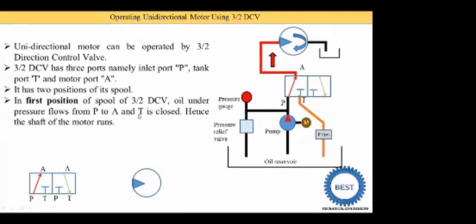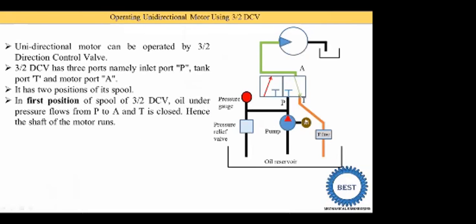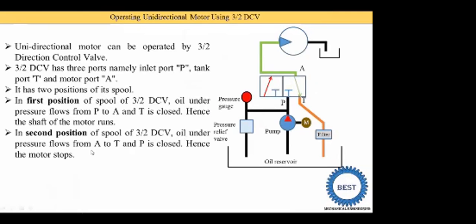So I hope you can understand the first position. Now we move towards the second position. Before moving on to the second position, the position is changed. Here the directional control valve is operated by using different mechanisms. Any one method is used to operate the directional control valve. That method I do not draw here, but when a specific case is given, the directional control valve is operated by using that method, and you need to draw the symbol here.